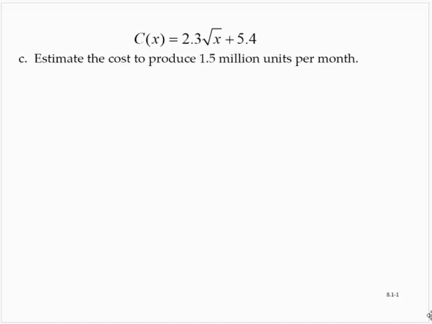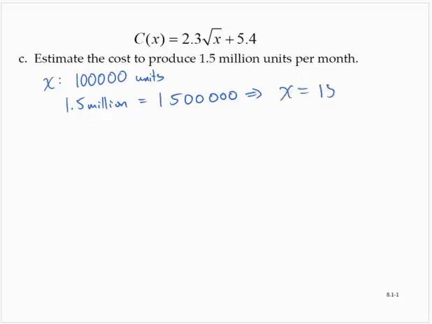Estimate the cost to produce 1.5 million units per month. So here we have to be careful. Remember, X was in terms of 100,000. It was the number of 100,000 units. So 1.5 million is 1,500,000. So X was in terms of 100,000 units, so 1,500,000 would mean that X is equal to 15.